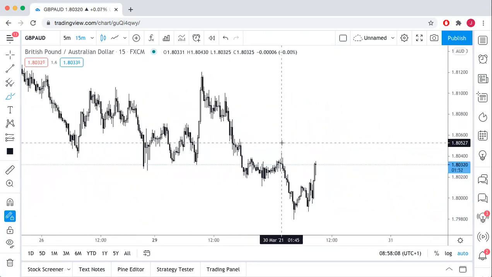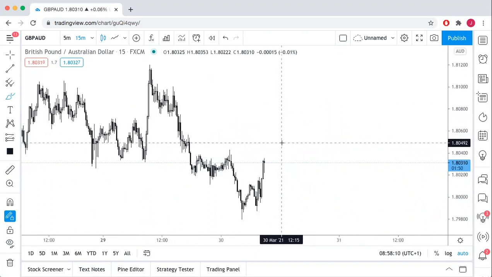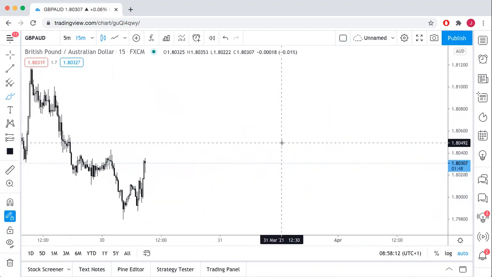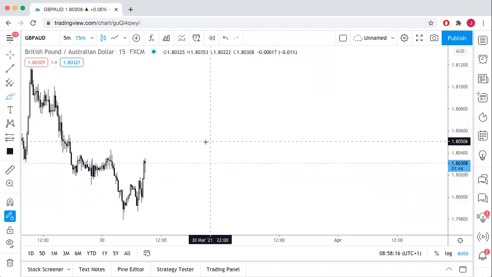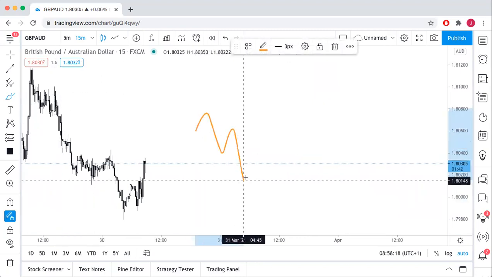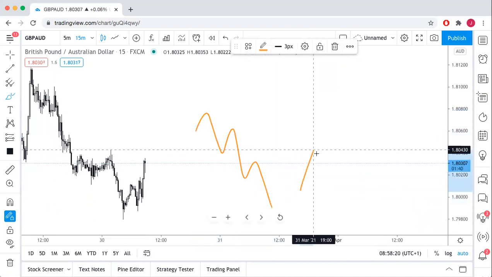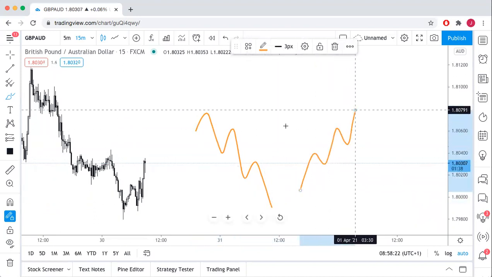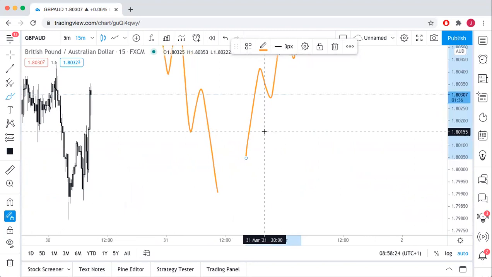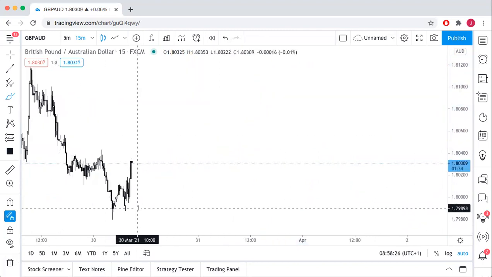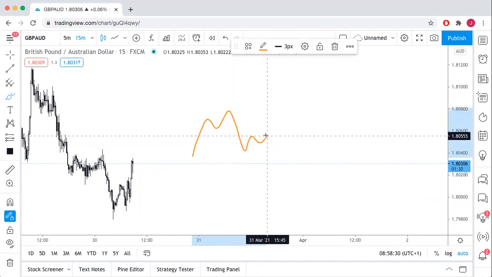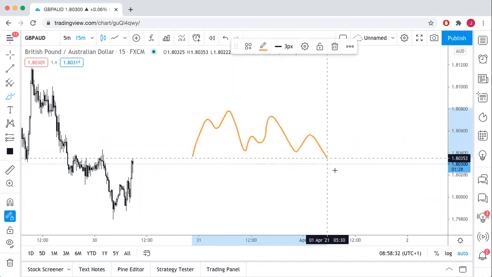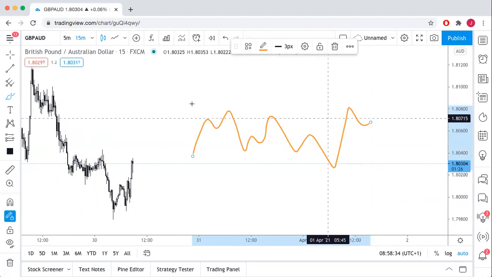This is simply a structure where price does not have a clear bullish or bearish trend. So as I said, a bearish trend generally looks like this. A bullish trend generally looks like this. A sideways trend will generally not have a clear direction like this. It will be a bit up, a bit down, a bit up, a bit down, generally moving sideways.